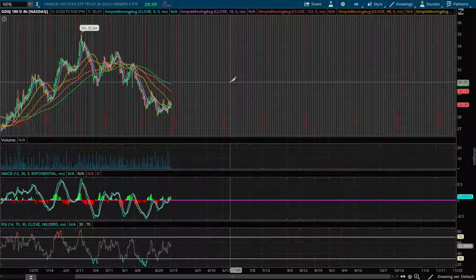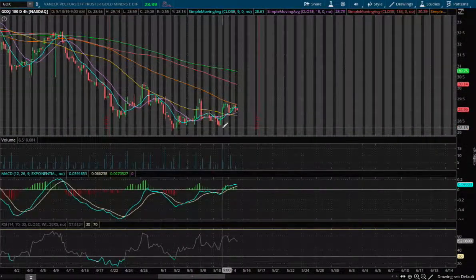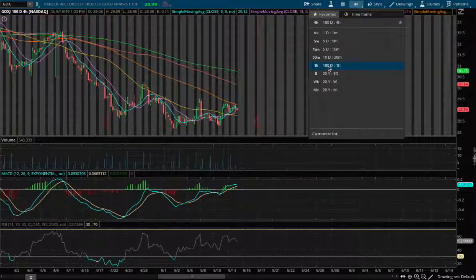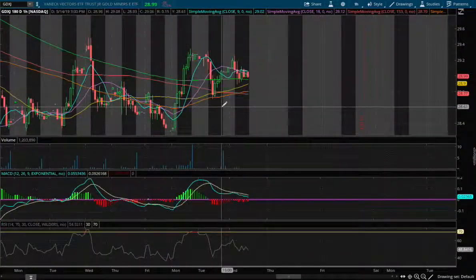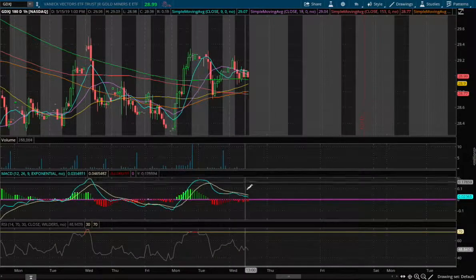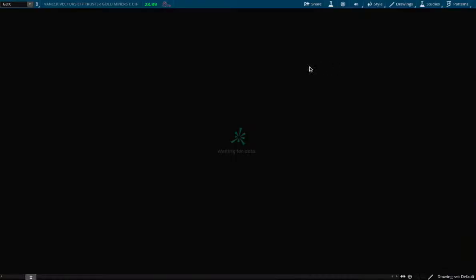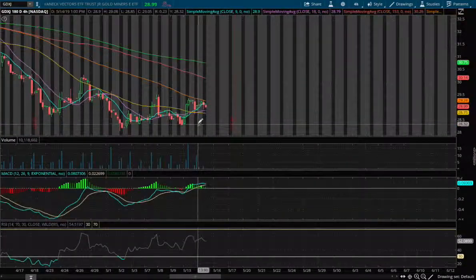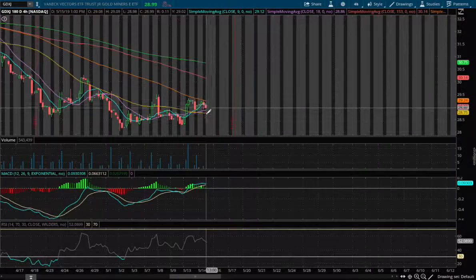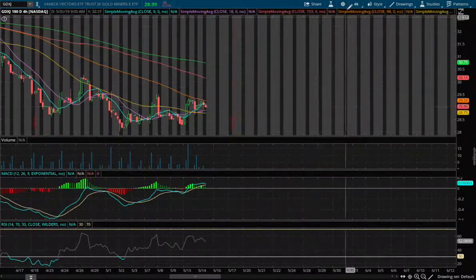On the 1 hour chart we do see the MACD. Actually, that's the 4 hour chart. So on the 1 hour chart we see a possibility of the MACD diverging down and turning negative, and on the 4 hour chart we may start to see the MACD converging right here.